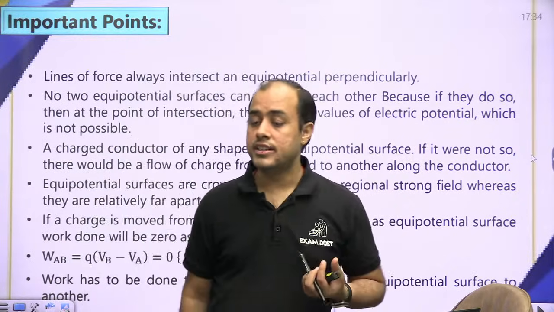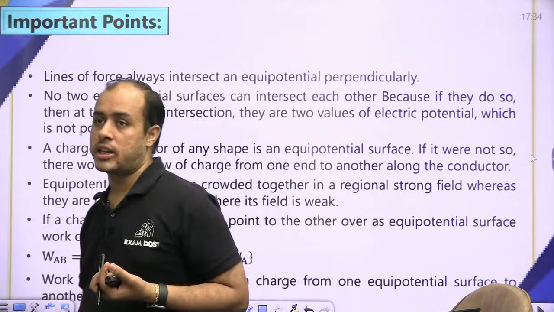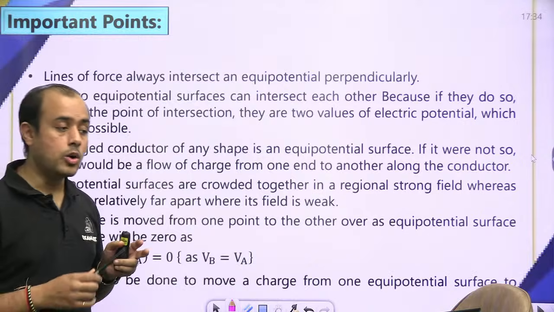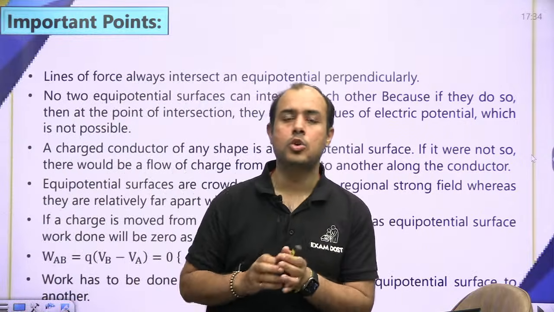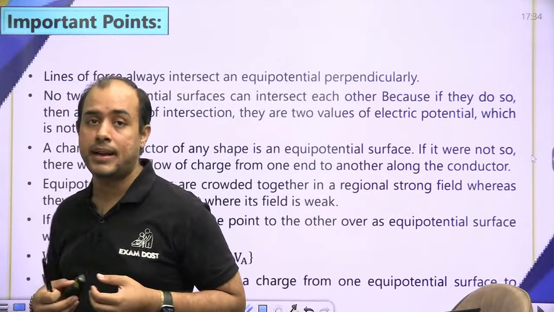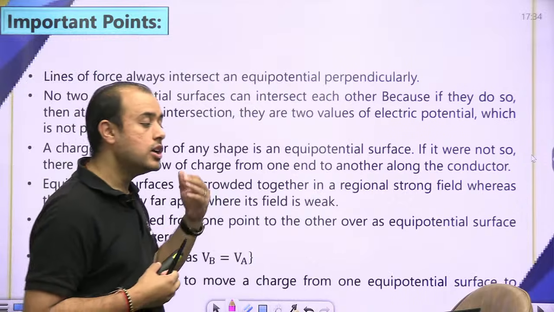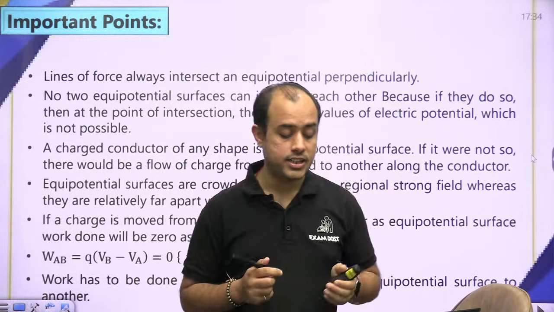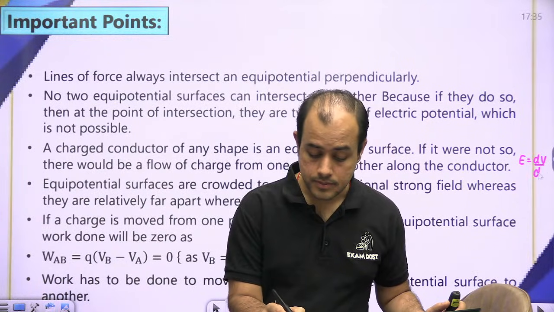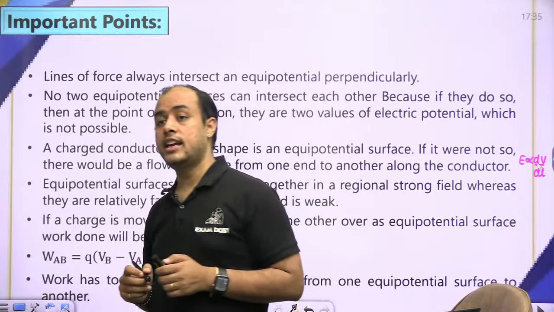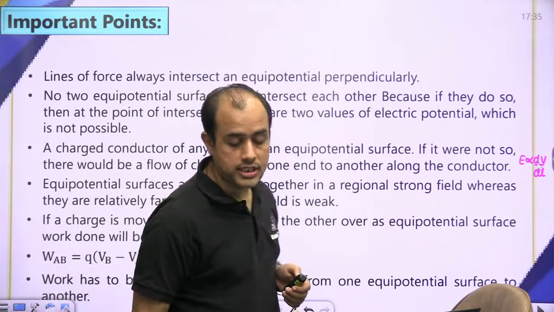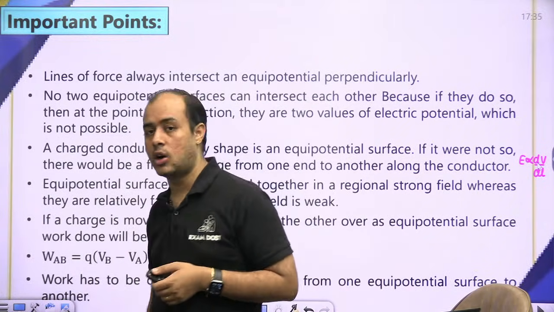Now, whenever you have a charged conductor, it acts like an equipotential surface because potential of the entire body is the same. Now, equipotential surfaces are very close to each other when electric field is strong because potential changes rapidly. अगर electric field high है, तो potential कम distance में ज़्यादा change होता है because electric field is dV by dl. So if electric field is high, potential changes by a large amount over a small distance. So equipotential surfaces are crowded.